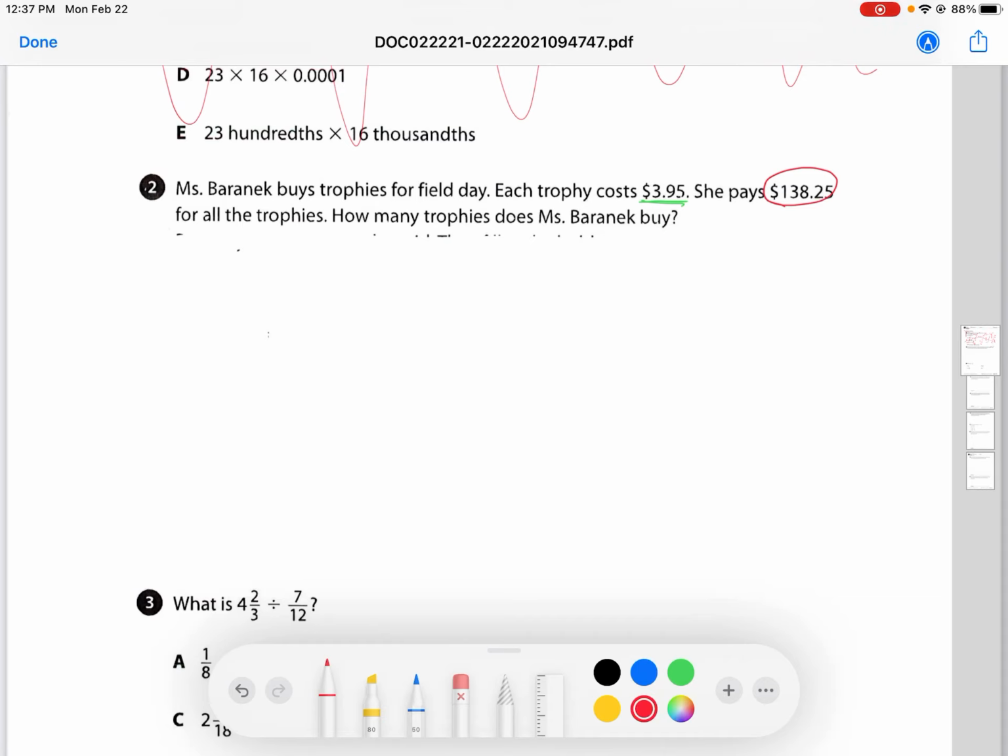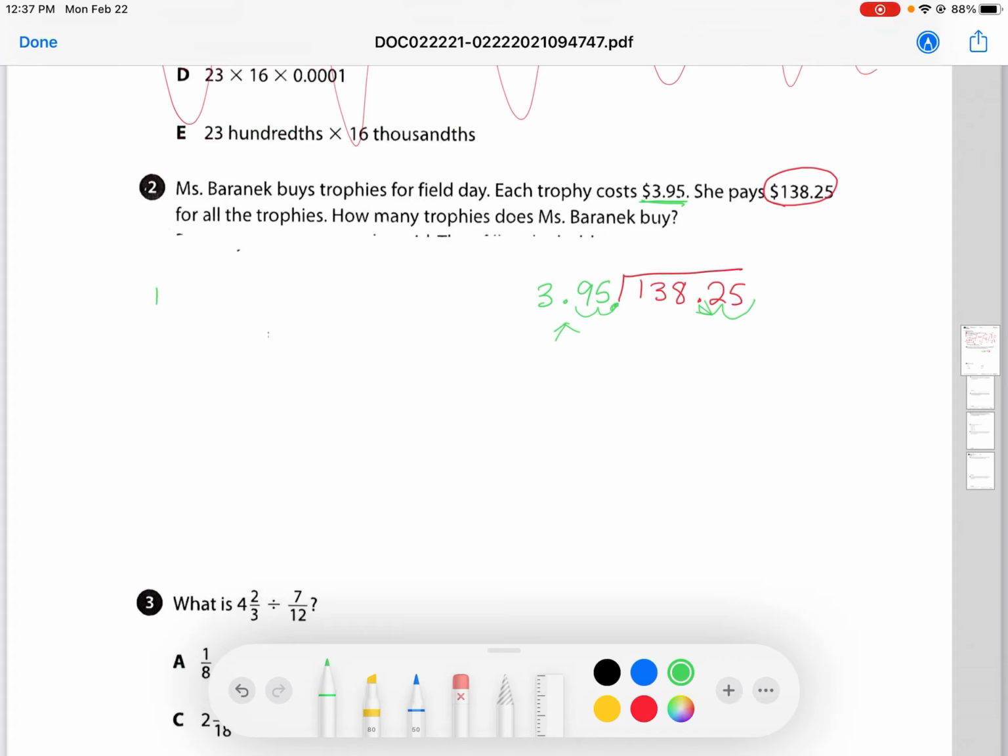Our problem is going to be set up like this. Underneath we have the total amount that she spent, and that is being divided by how much each trophy costs. Now remember, when you're dividing with decimals, you never want to have a decimal over here in your divisor. You need to go ahead and move it over so that it becomes a whole number. But anything you do to this side must also be done to this side.